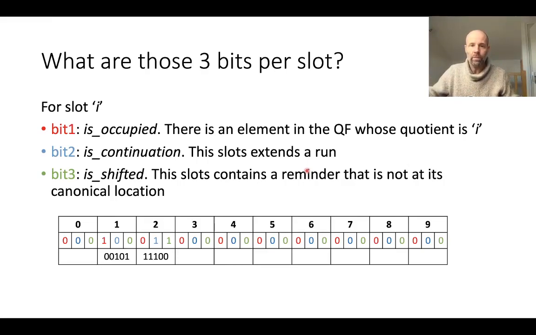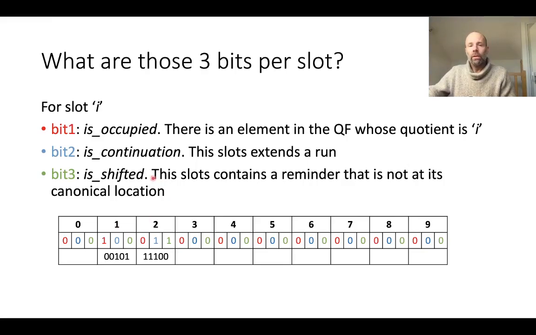It's extremely simple. The 2 next bits are used to define somehow the start and the end of each run. The blue bit, so the second one, is called isContinuation. If isContinuation is equal to 1, this means that we are extending a run, and this is what we have in the previous example. Here the bit is equal to 1 because we are extending a run that started at position 1.